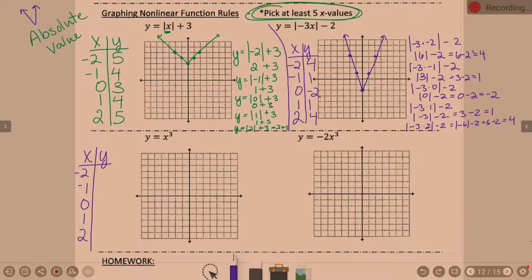Okay, times it by itself 3 times. So negative 2 to the third means I'm going to do negative 2 times negative 2, which is 4, times negative 2, which is negative 8. Well, 2 times 2 is 4, and 4 times another 2 is 8. Negative times negative times negative is a negative. When you multiply 3 negatives, you get a negative.